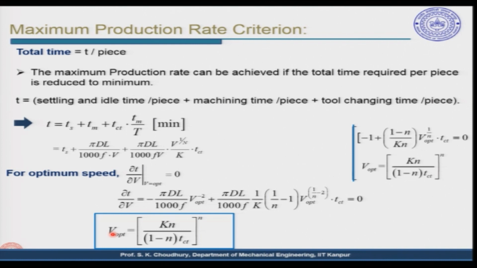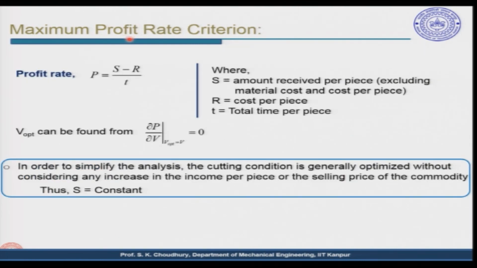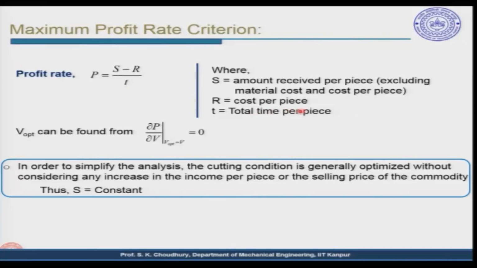Now, similarly, for the maximum profit rate criteria, we can rewrite this equation as profit rate. This will be (S minus R) divided by T. Now, S is the amount received per piece excluding material cost, meaning that we have fabricated a part or a unit, and for how much money we are selling that, in one word it is the selling price, minus cost per piece, how much we have incurred to produce that part, and divided by the total time per piece which has been taken.